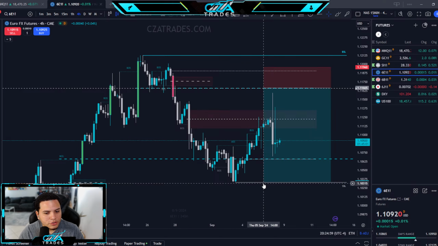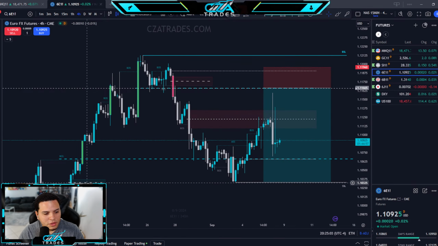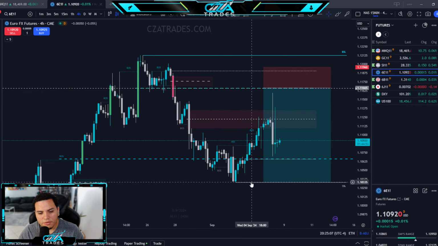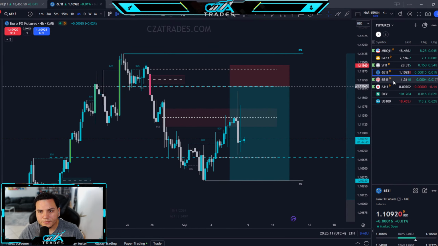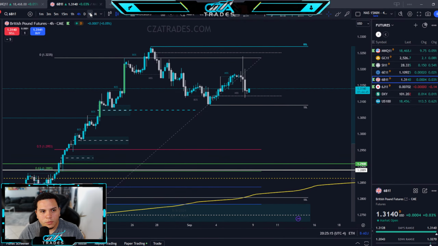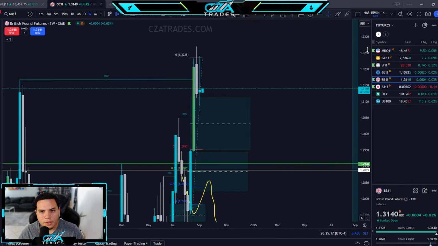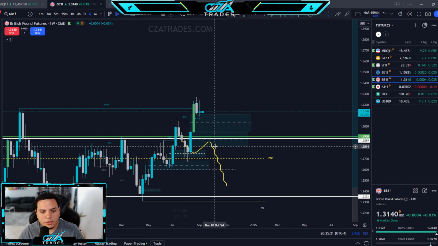And then this level here too, confluence, looking left, it's a bullish fair value gap, 50% mark. Very, very important level. So keep an eye on that. GBP, weekly. Kill some of these, clean out the charts a little bit.